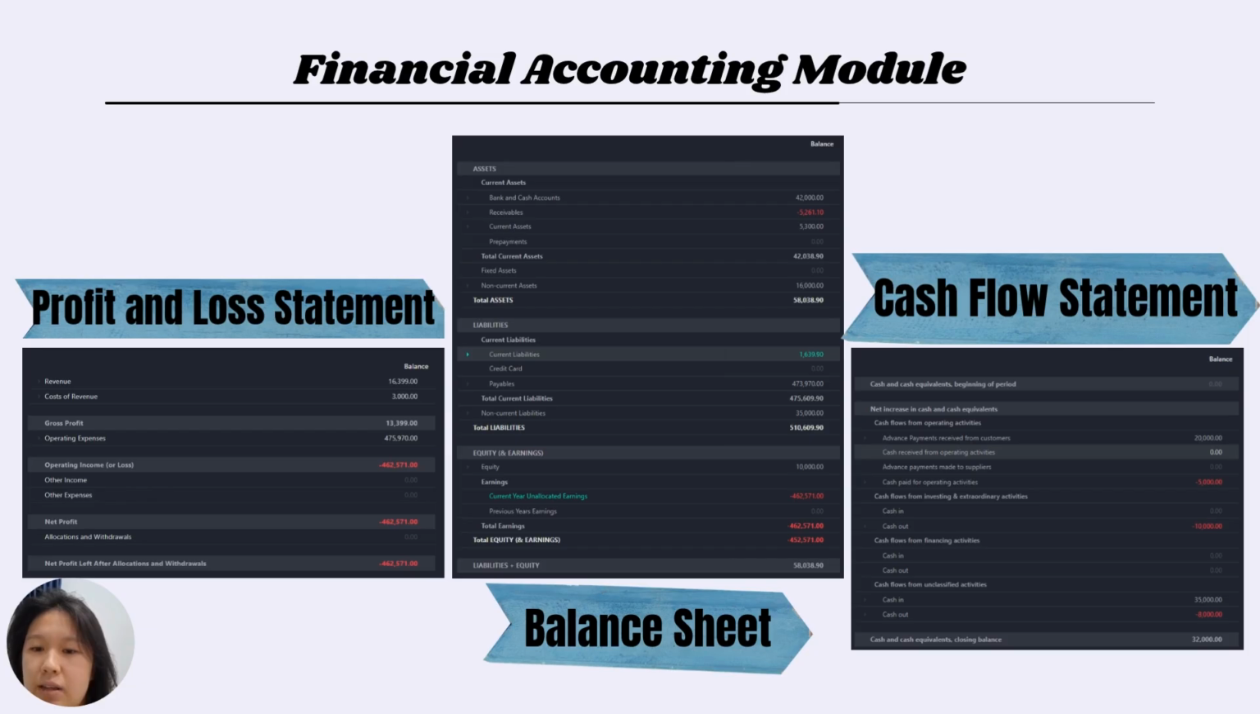Finally, the cash flow statement tracks the movement of the cash. We started with no cash, received the 20,000 ringgit in advance payments from the customers, and paid out the 23,000 ringgit for the operating, investing, and financing activities. This leaves us with a closing cash balance of 32,000 ringgit.